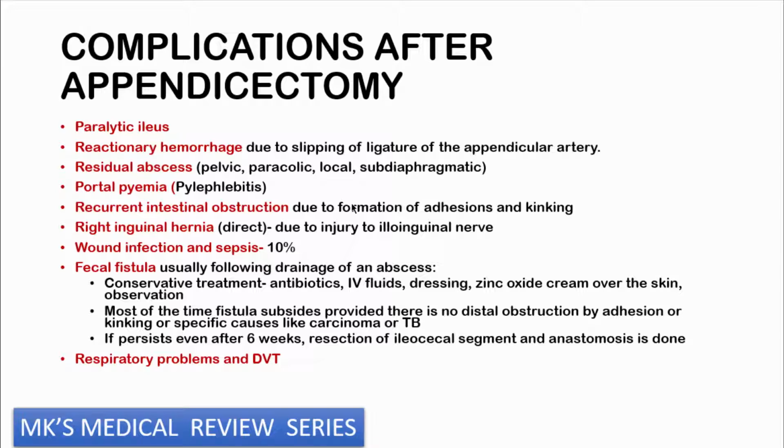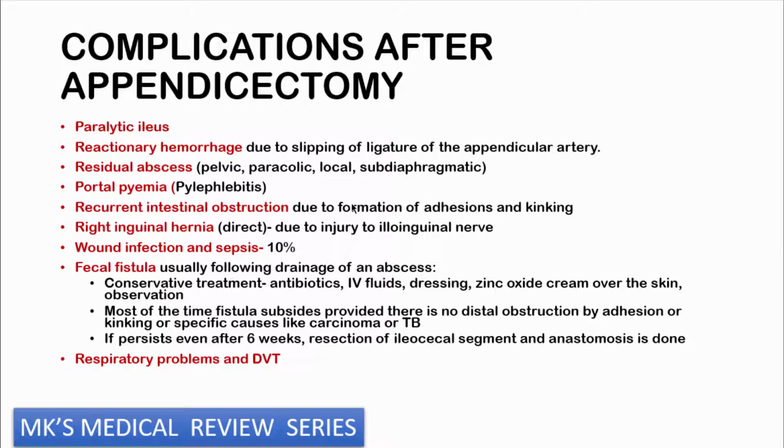You may have portal pyemia. You may have recurrent intestinal obstruction, which is due to adhesions and kinking. You may have a right inguinal hernia, which is a direct hernia due to injury to the ilioinguinal nerve. You may have wound infection and sepsis in 10% of the cases. You may have a fecal fistula, which usually follows drainage of an abscess.